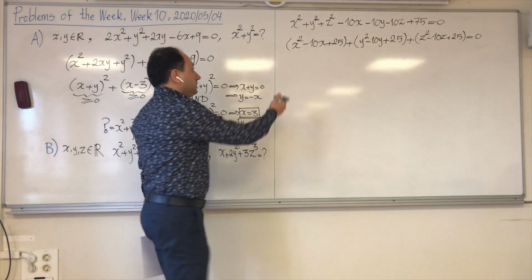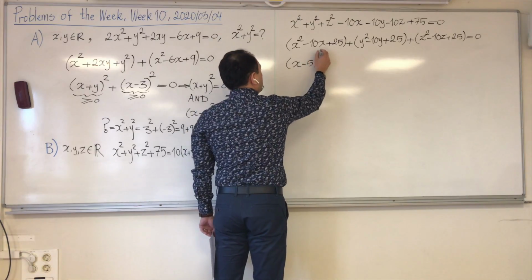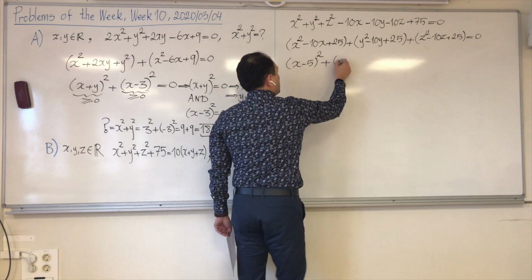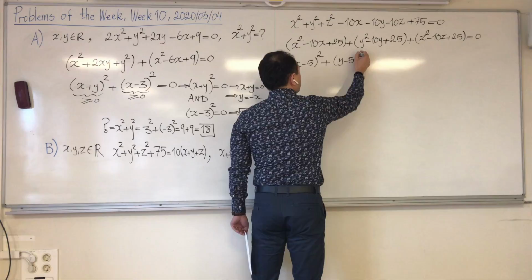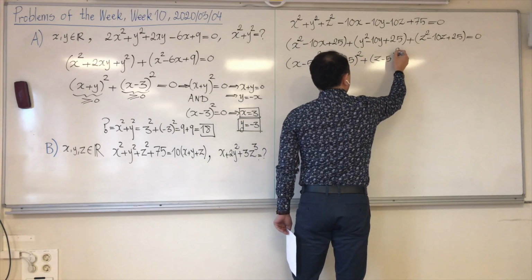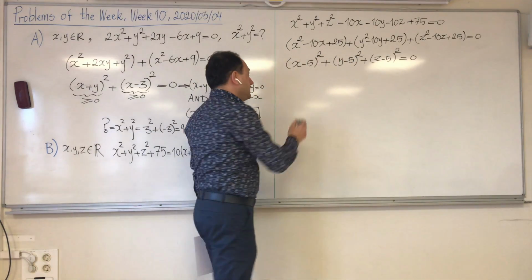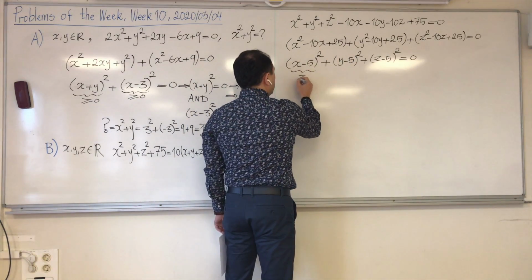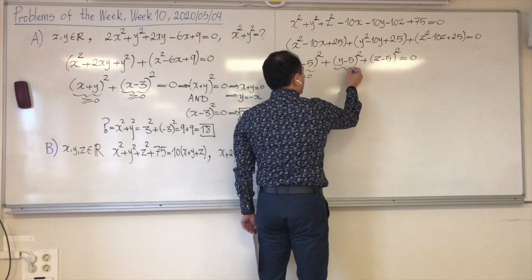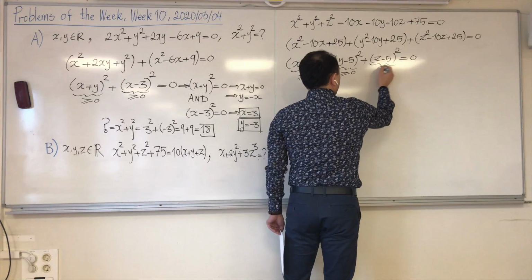Okay, and then you can immediately see that this is (x − 5)^2, plus the next one is (y − 5)^2, and then the next one is (z − 5)^2, equals 0. And again, the same strategy, yes? So this is non-negative. This is non-negative. Why? Because I have even powers. So this is also non-negative.